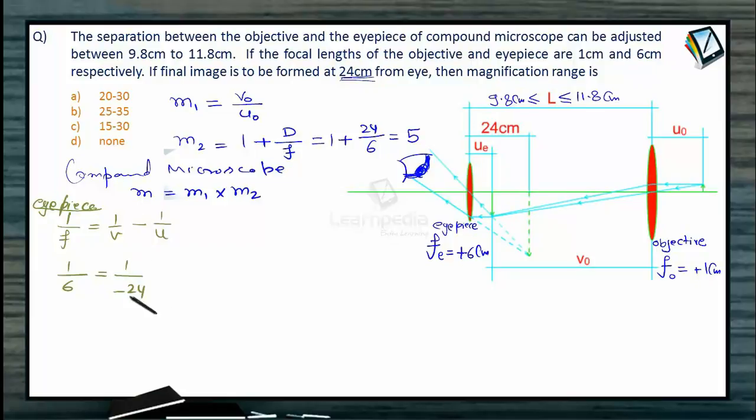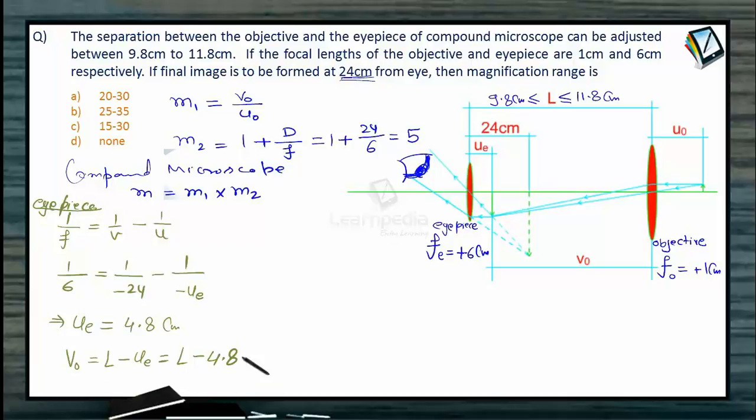So 1/V, V is −24, minus 1/U, U is −UE. We are using UE as the value of this distance. So here, the value of UE that we are going to get is 4.8 centimeter. So the value of V naught would be the length minus UE, means length minus 4.8. Okay, this is the value of V naught.